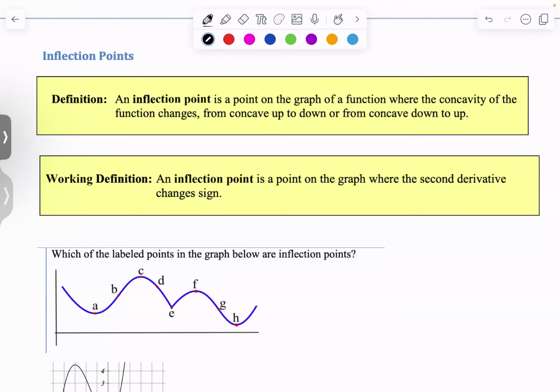Okay. And we can see here, I will overemphasize the red. So here is an inflection point, and here is an inflection point. E does not count. Notice it goes from concave down to concave down. E is a problem. In fact, we would even say that at E, f prime of x does not exist. So the only two inflection points that we see here are point B and point G.